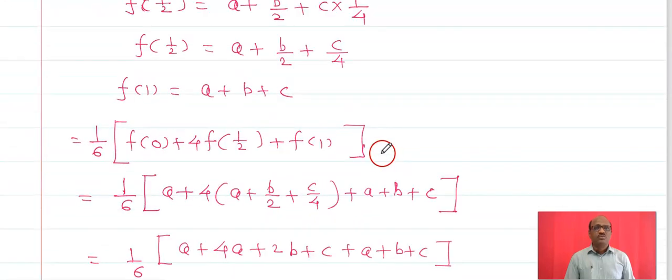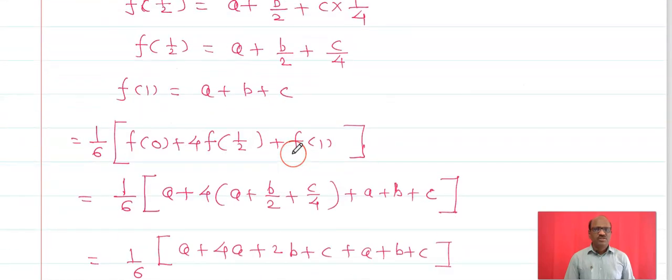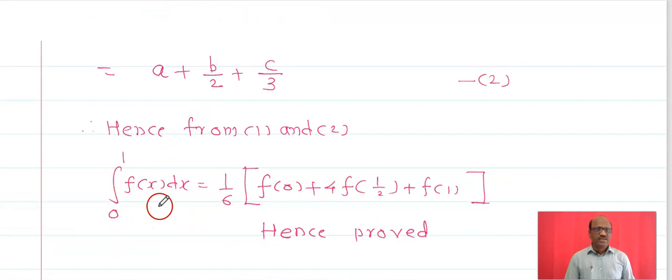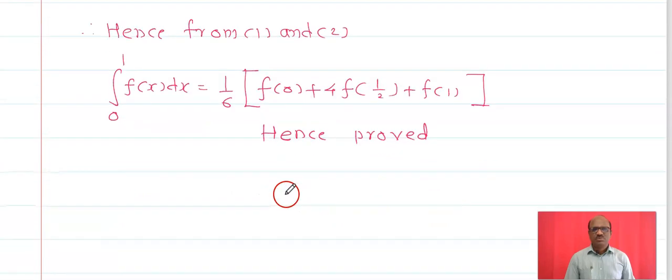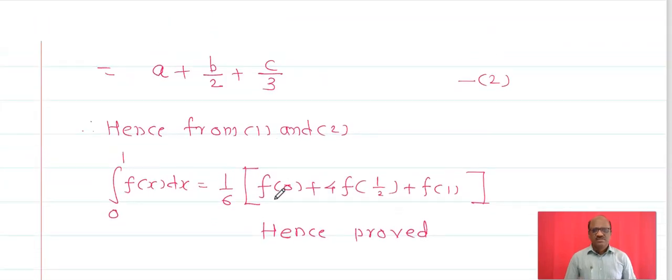Therefore, from 1 and 2, what is the 1 here? This is the 1: a plus b upon 2 plus c upon 3, and this is the 2. Therefore, from 1 and 2, we can prove that the integral from 0 to 1 of f of x dx is equal to 1 by 6 in bracket f of 0 plus 4 times f of 1 upon 2 plus f of 1, and hence it is proved. In this way, we have completed chapter number 4 and its miscellaneous.